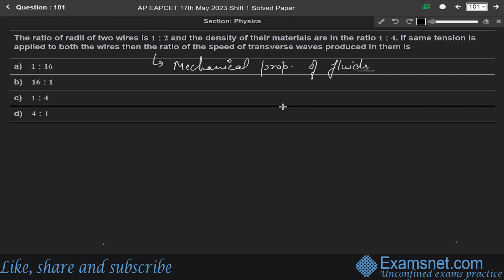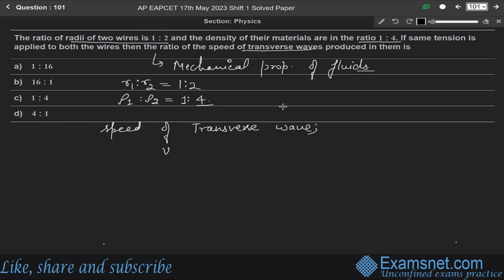So according to the question, the radii of the two wires are in the ratio 1:2. Okay, so R1 to R2 is given as 1:2 and densities are in the ratio 1:4. So let us say rho 1 and rho 2 are in the ratio 1:4. So if the same tension is applied to both the wires, then the ratio of the speed of their transverse waves. Okay, so we know that the formula for speed of transverse waves is given as V equals under root of T over mu, okay?